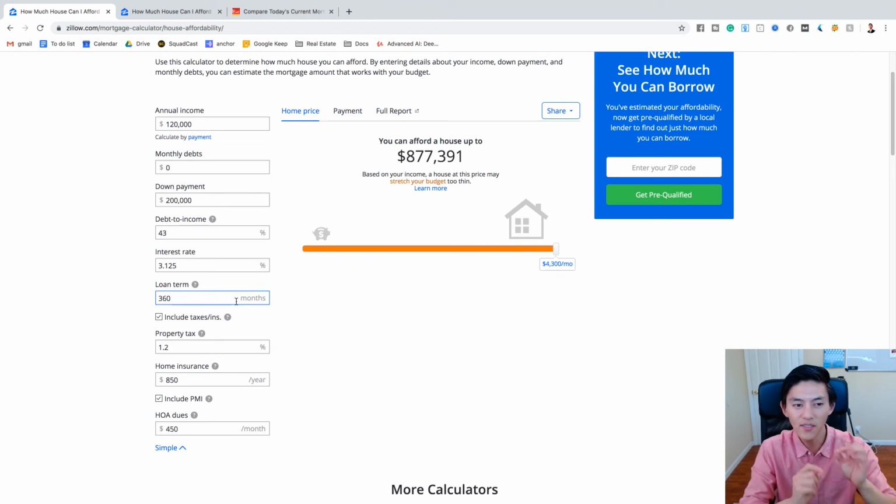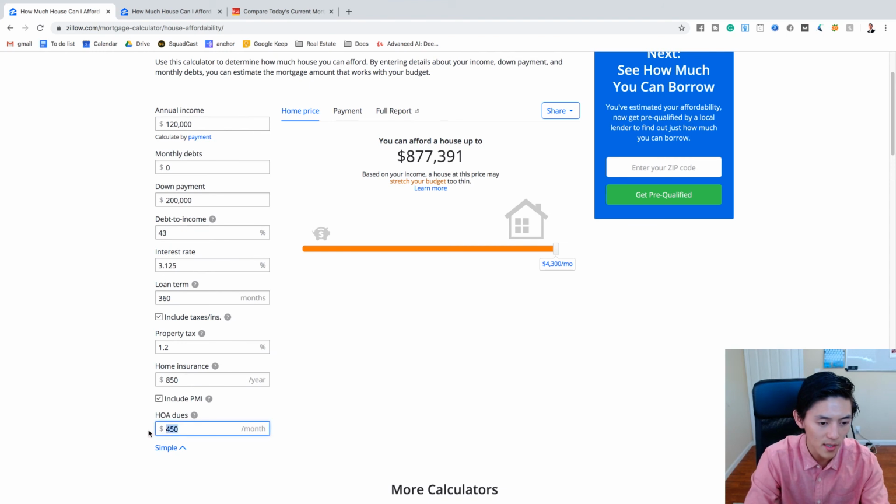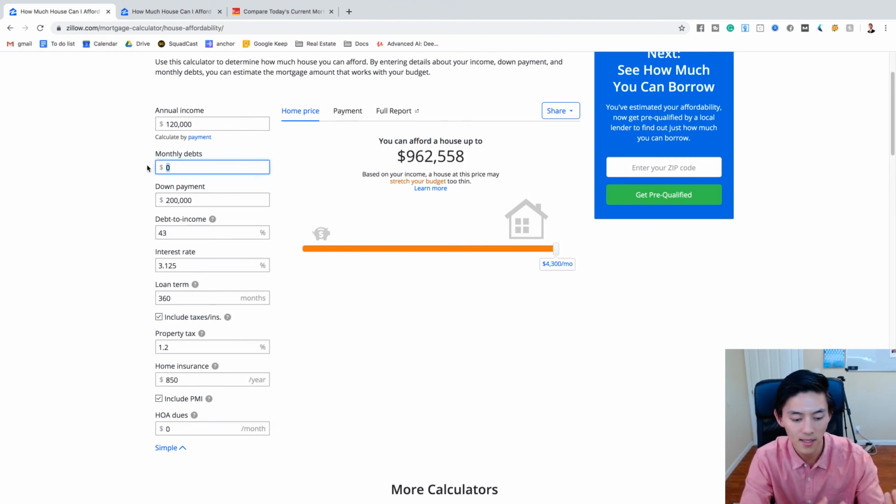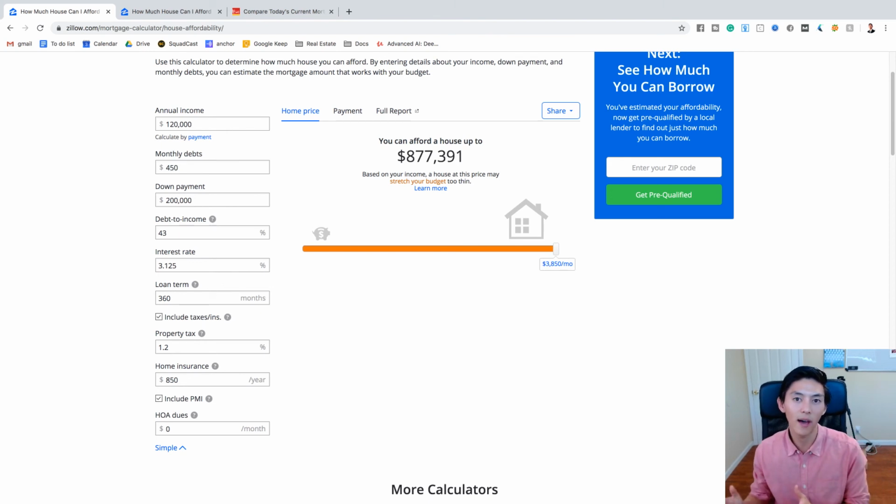So as you can see here, even just a couple $100s in debt can drastically reduce the amount you can buy. So let's say you have a car payment. Let's assume that you have no HOA dues in this case, and instead you have a monthly debt of $450 for your car payment. It's equivalent, right? Any debt that you have reduces the amount you can afford because your total monthly payments need to be at 43% or below. So before buying a house, pay off your student loan debt, pay off your car, and get your debt to income ratio as low as possible so that you can maximize the amount that you can afford.